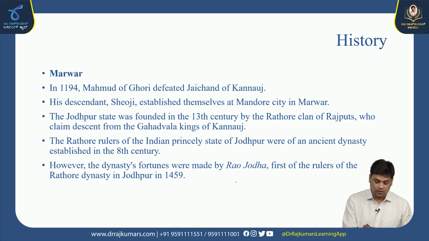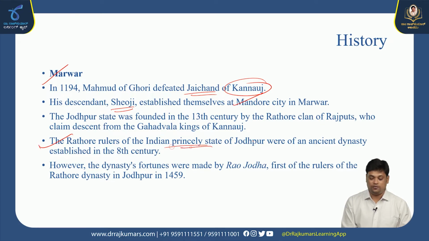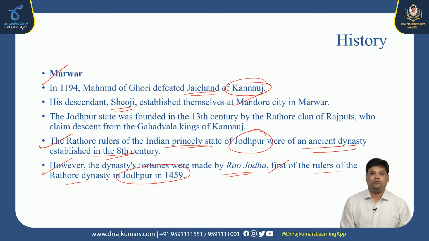Next, Marwar. Muhammad of Ghor defeated Jaichand of Kannauj, who was a Marwar ruler, and the descendants of Sheoji established themselves in the region of Mandor city. The Rathore rulers, the Indian princely state of Jodhpur, were one of the ancient dynasties, established in the 8th century. However, Rao Jodha was the first ruler of the Rathore dynasty in Jodhpur, in 1459. Here there is no very important point for you, just know who the Marwar community in India are.